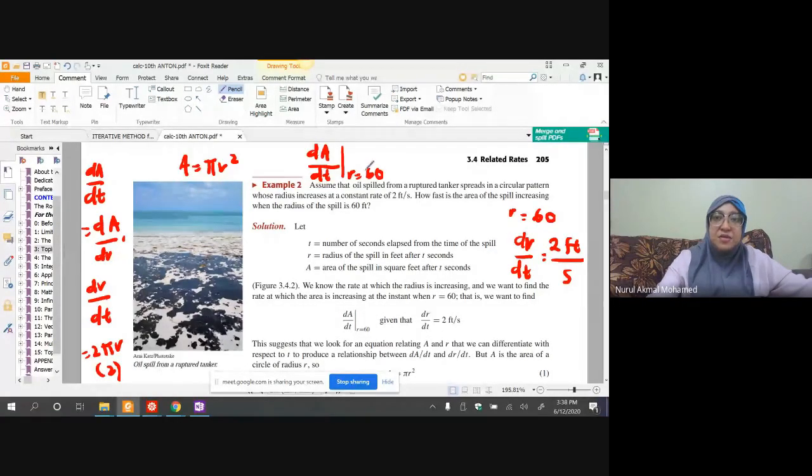And then we know that the question asks you for R equal to 60. So just substitute 60 here. So 60 multiplied with 2 multiplied with 2. So 120 multiplied with 2, 240. So the answer will be 240 pi. So that is the answer.